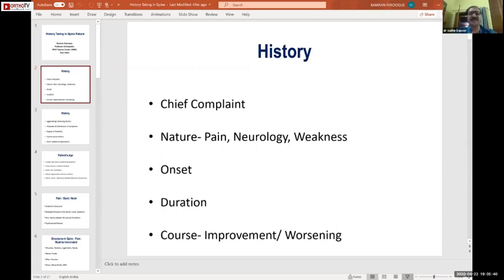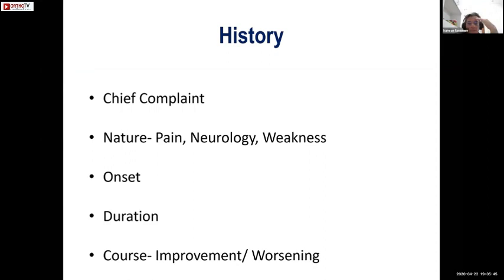So then we need to ask about the course of those complaints, whether it's improving over time or it's worsening over time. That's important, because if it is improving, then we can be a bit assured. But if it's worsening, then we need to investigate the patient further.